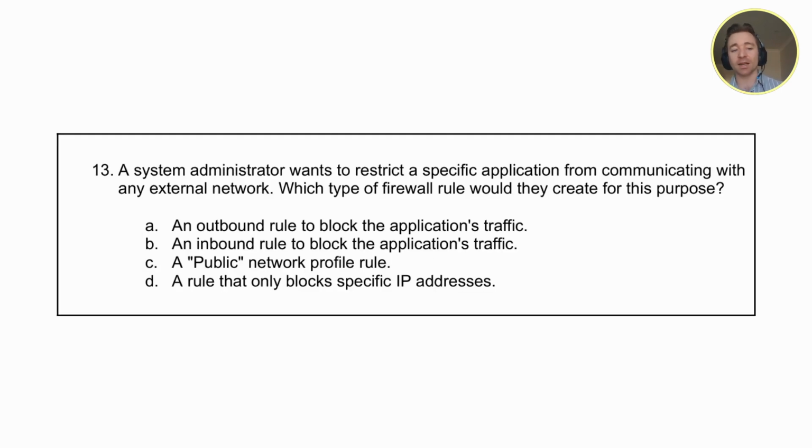All right. So the next question reads, a system administrator wants to restrict a specific application from communicating with any external network. Which type of firewall rule would they create for this purpose? A, an outbound rule to block the application's traffic. B, an inbound rule to block the application's traffic. C, a public network profile rule. Or D, a rule that only blocks specific IP addresses. Pause the video if you need more time. Your answer is coming in 3, in 2, in 1.